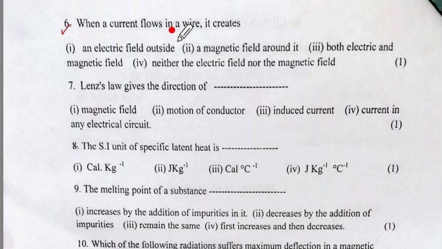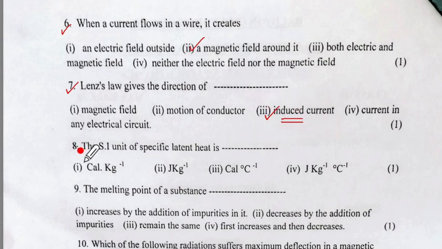Sixth MCQ, when a current flows in a wire, it creates an electric field outside? No. A magnetic field around it? Yes. Both electric and magnetic field? No. Neither electric nor magnetic field. This also is irrelevant. The correct option is second one, because as long as the current flows, it has the magnetic field around it. Number 7, Lenz's law gives the direction of magnetic field? No. Motion of the conductor? No. It is going to give you the direction of the induced current.